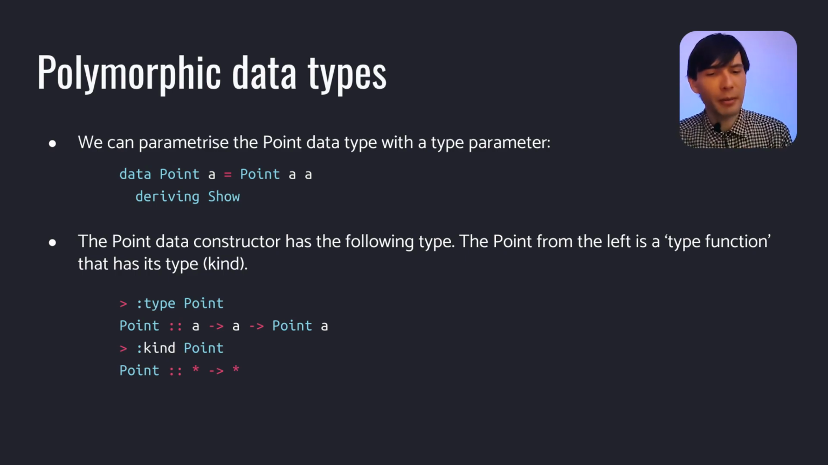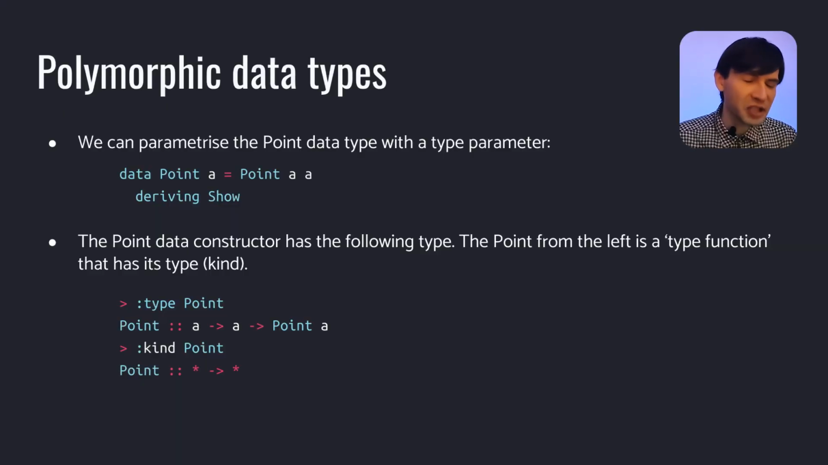We can parameterize this data type with a type parameter, where here a is a type variable that ranges over data types, roughly. And as previously, we have 2 Points from the left and from the right. The Point from the left is a type function, and it has its own type called kind. This type constructor takes a type and returns another type.